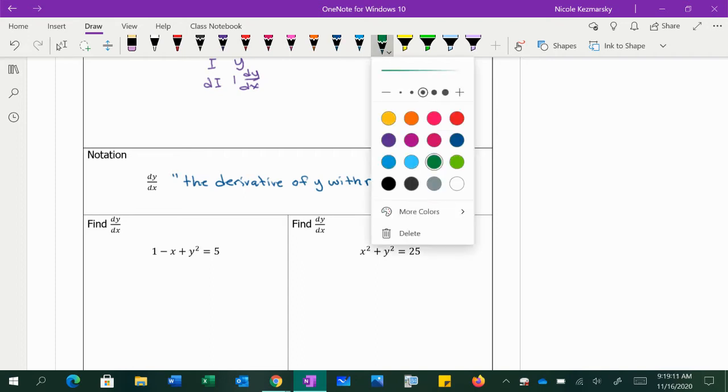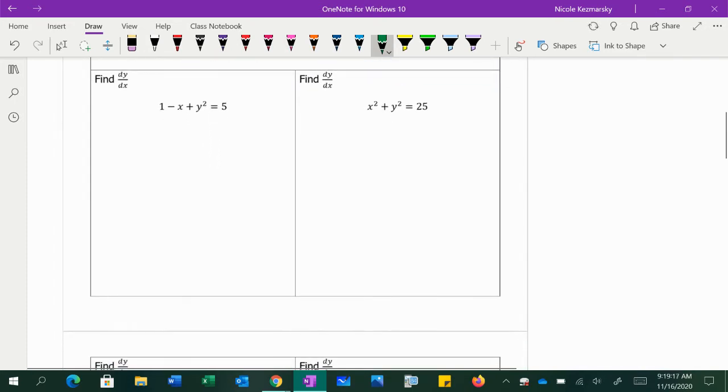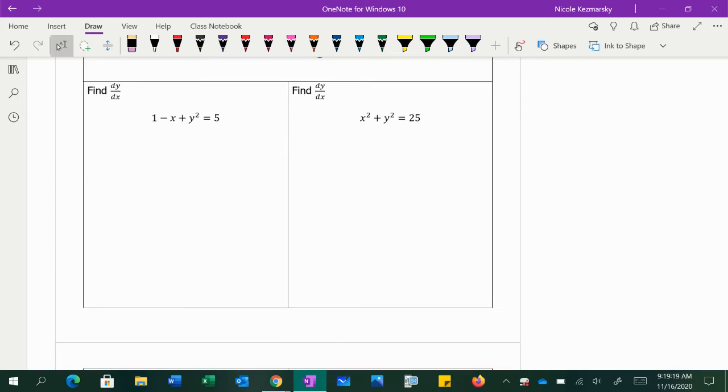So let's try some examples. So the next example says find dy dx. So because I just have 3 separate terms and then an equals 5 on the other side, I'm just going to go right down the line and take the derivative of each of the terms the way we've normally done it, and just keep an eye out for when I take the derivative of a y. So the derivative of 1 is 0. The derivative of minus x is minus 1. The derivative of y squared is going to be 2y, but it was a y, so we put dy dx.